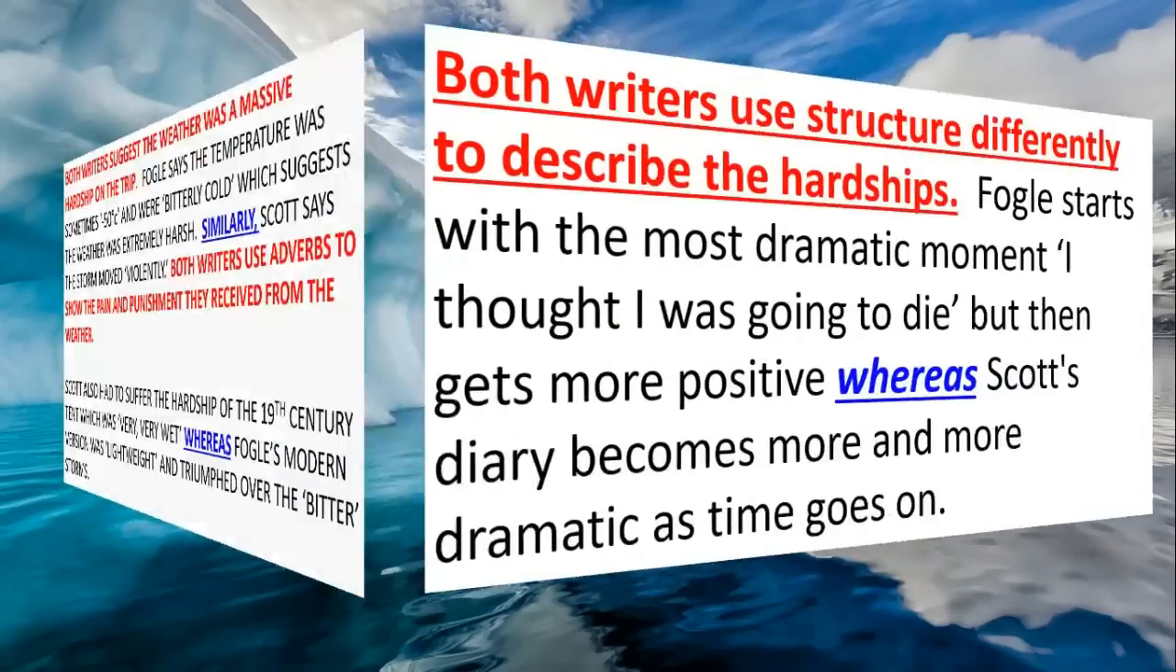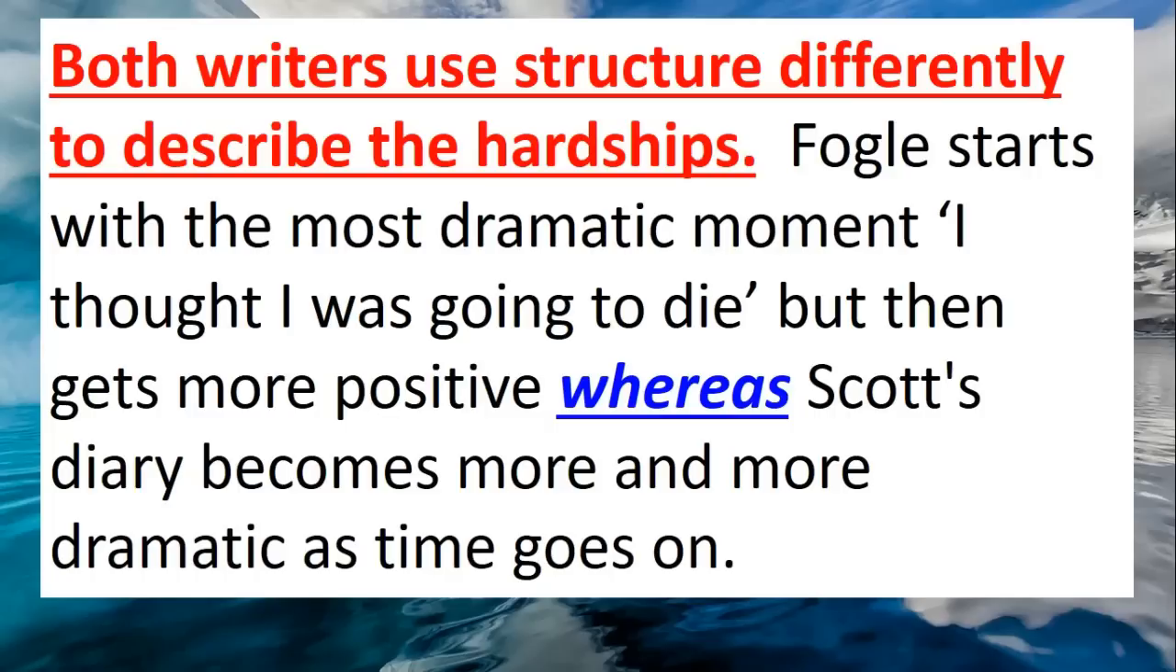So, talked about that. Another point, both writers use structure differently to describe the hardships. Fogle starts with the most dramatic moment, I thought I was going to die, but then gets more positive, whereas Scott's diary becomes more and more dramatic as time goes on. So, I've said that they have in common that they use structure to describe how bad it is, but then I've said, well, actually they differ in terms of what they do.